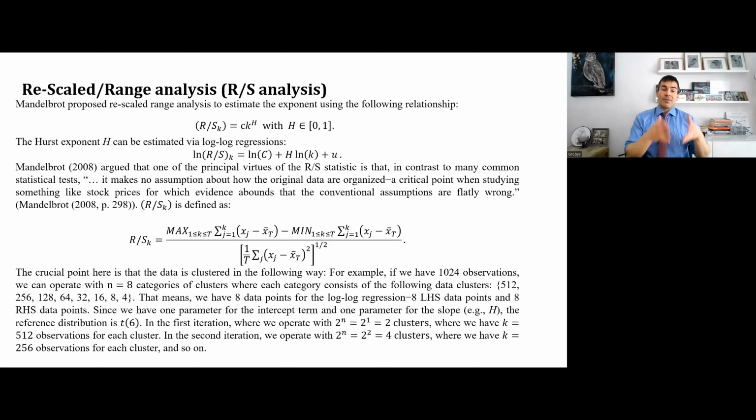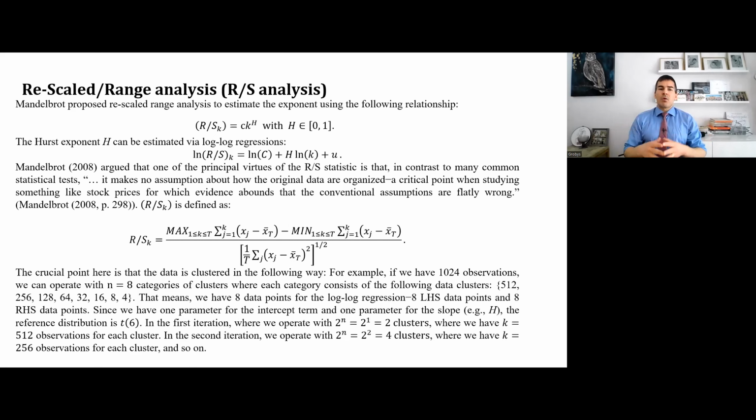So we have simply on the left-hand side the logarithm of the RS statistic for cluster group K, and on the right-hand side the logarithm of the constant, which we are not interested in, but rather in the Hurst exponent H, which enters in an additive manner, since we take the logarithm, plus H times the logarithm of the size of the cluster group K. And because this is a regression, we also have an error term, given by u.